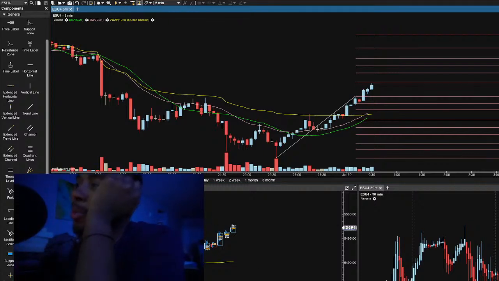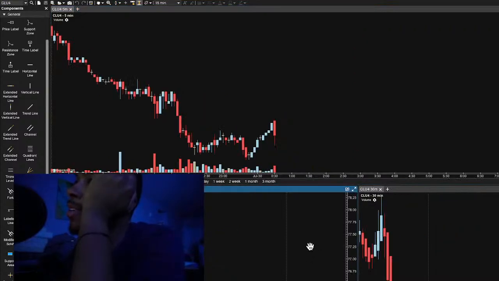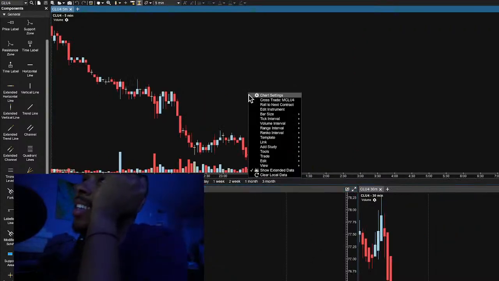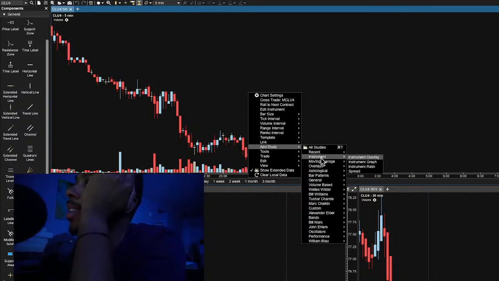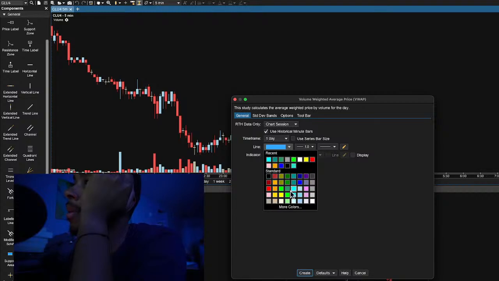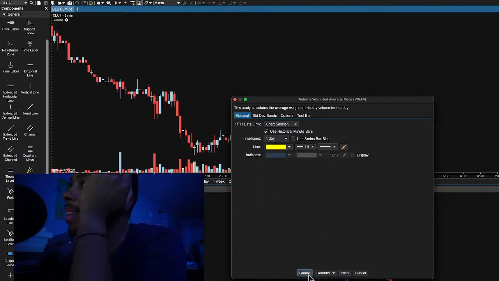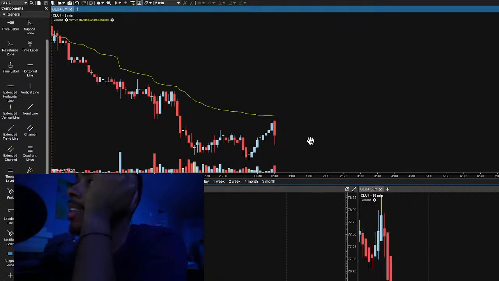I'll see what gold is doing. Maybe this will be the day for gold. Let's add VWAP to this. Like, I'm itching for a trade. Come on now. One day. Great. Oh, we're trading below VWAP.